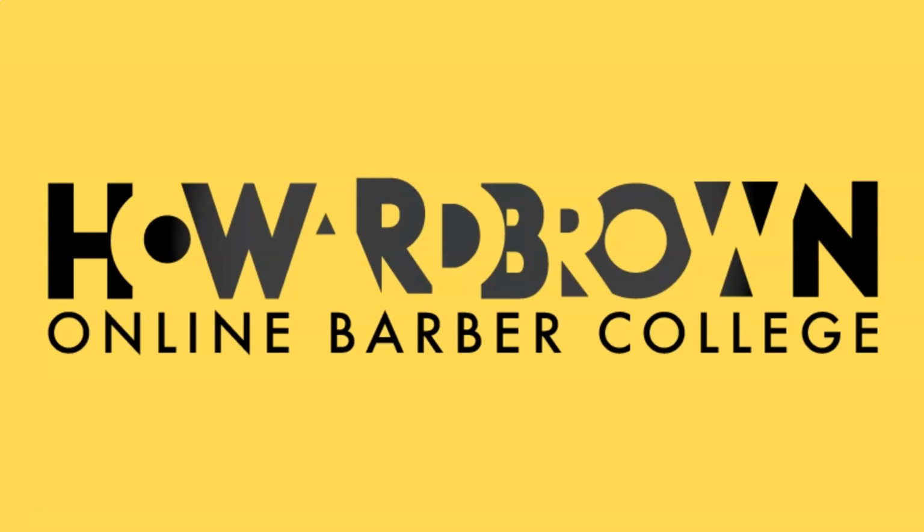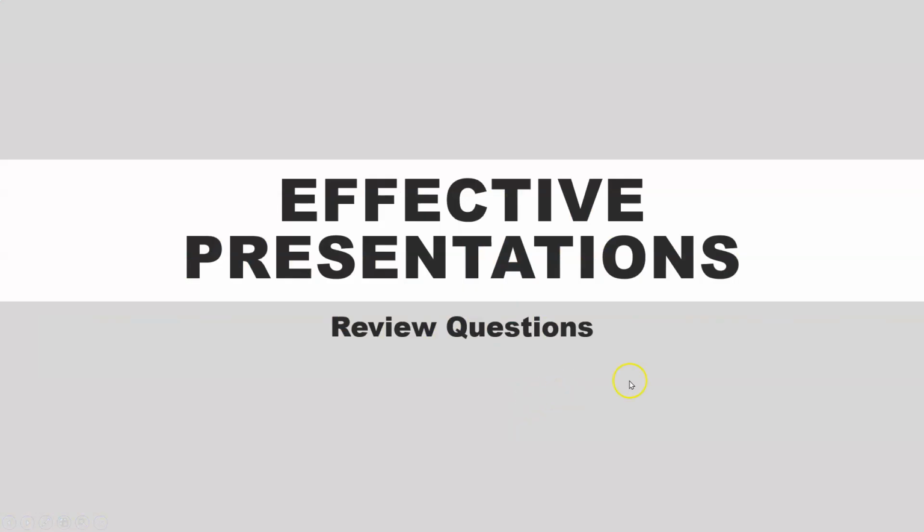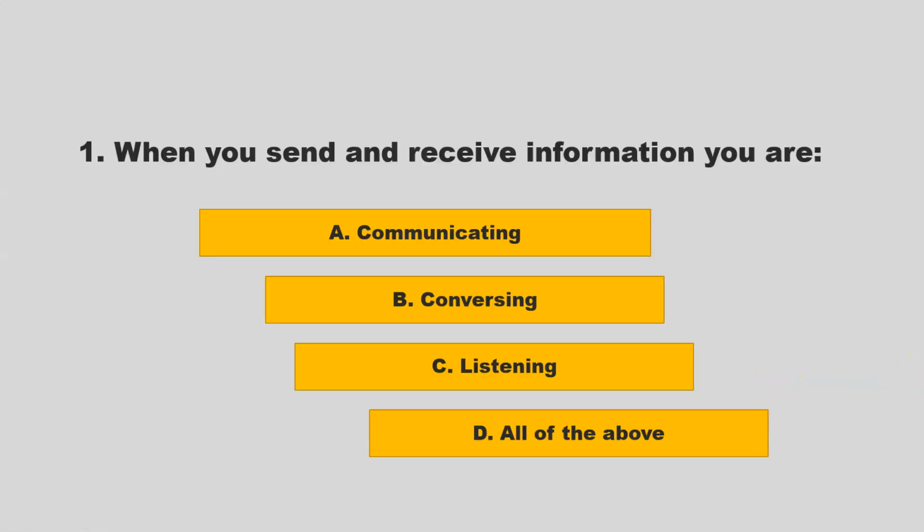Today we are doing the review questions for effective presentations. The first question: when you send and receive information, you are communicating, conversing, listening, all of the above. If you chose D, all of the above, you are correct.